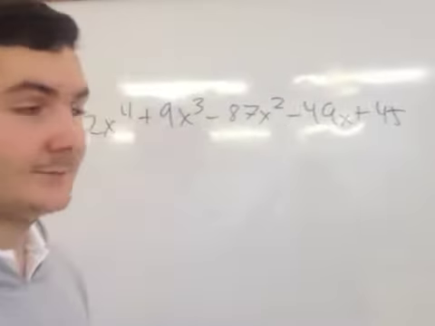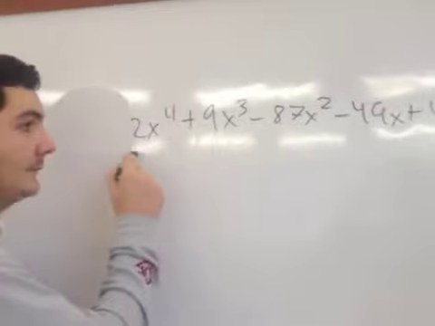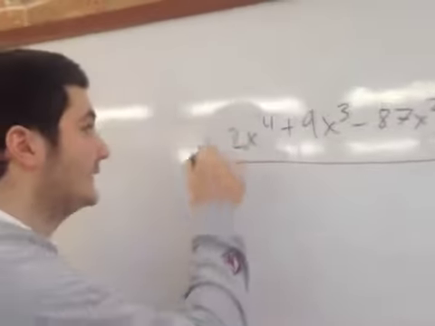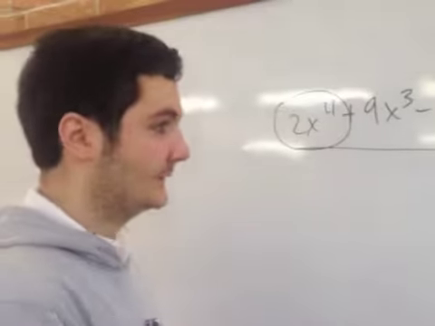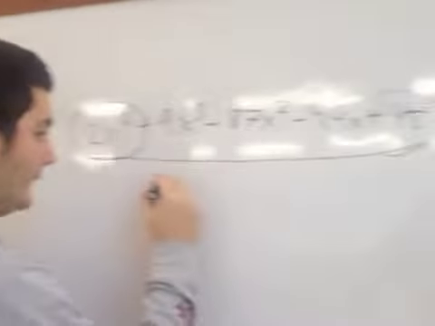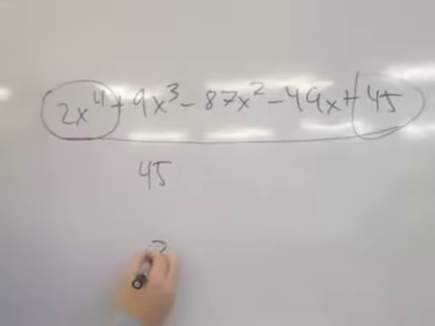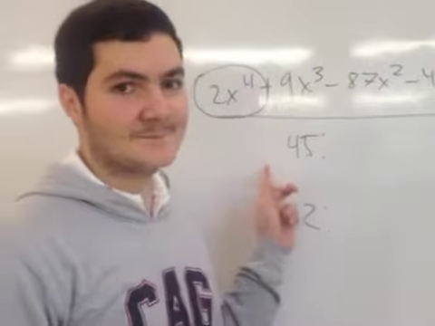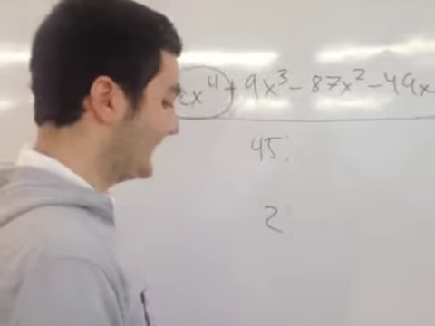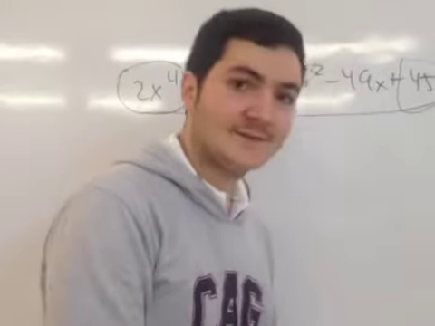How to find zeros in a polynomial? First, we have the polynomial. We see this number and this number, so we find the factors of 45 and 2. What are the factors of 45? Let's use the calculator.